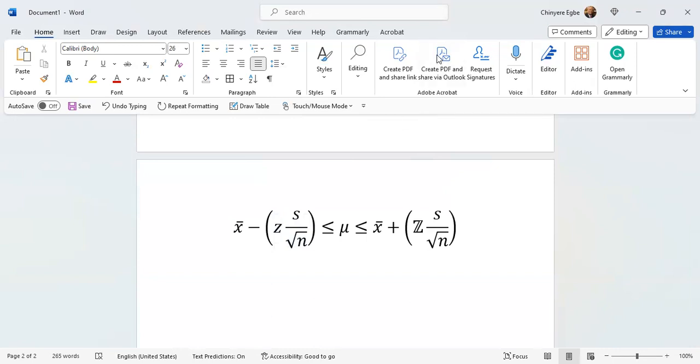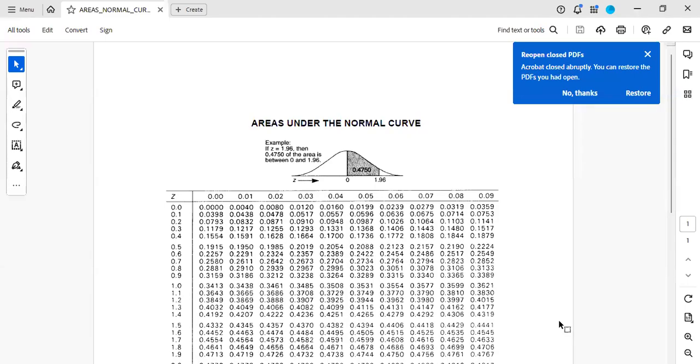Okay, so I'm going to stop this share for a moment. And so give me a minute so I can get. All right, so you see the standard normal distribution on the screen. Are you able to see it?